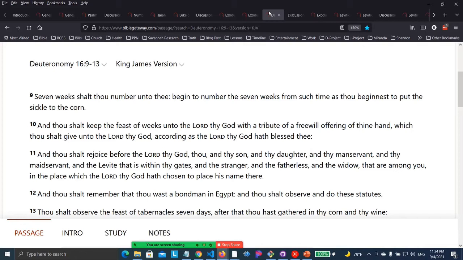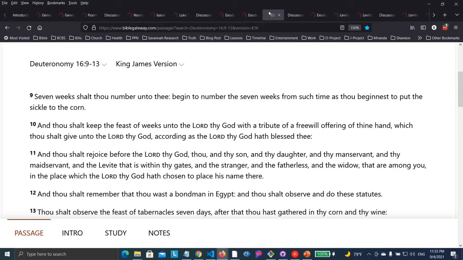All right, in Deuteronomy 16:9 through 13. 7 days you shall number unto you. Begin to number the 7 weeks from such time as you begin to put the sickle to the corn. And you shall keep the Feast of Weeks to the Lord your God with a tribute of a free will offering of your hand. You shall give to the Lord your God according to as the Lord your God has blessed you. You shall rejoice before the Lord your God, you and your son, your daughter, and your manservant, and your maidservant, and the Levite within your gates, the stranger, and the fatherless, and the widow that are among you. The place the Lord shall choose to place his name there. And you shall remember that you were a bondman in Egypt, and you shall observe and do these commandments. And you shall observe this Feast of Tabernacles 7 days after you've gathered in your corn and your wine.